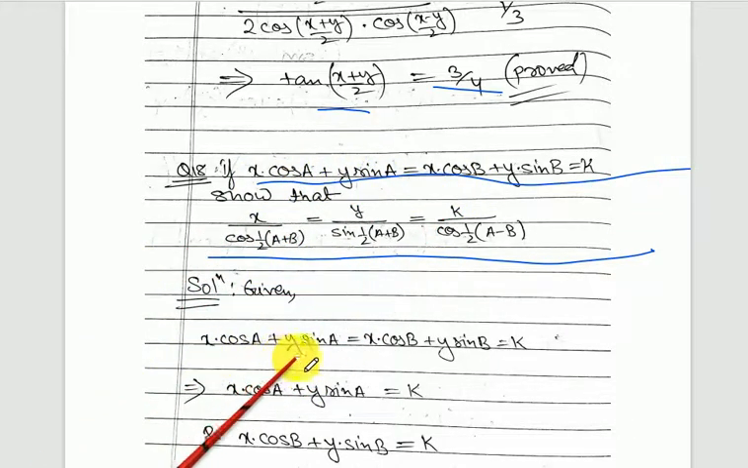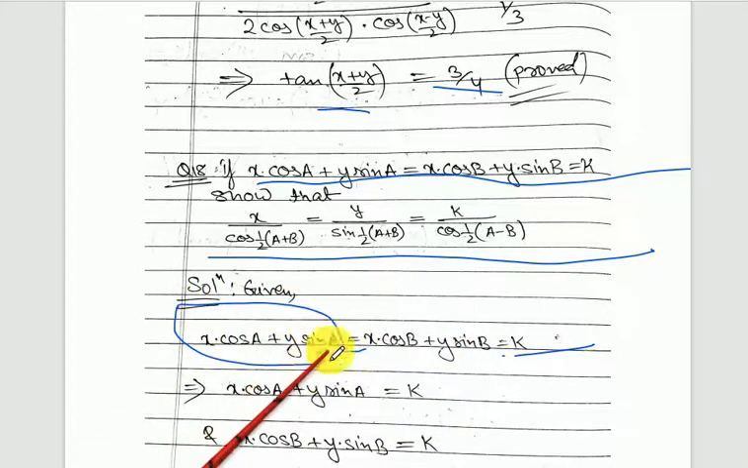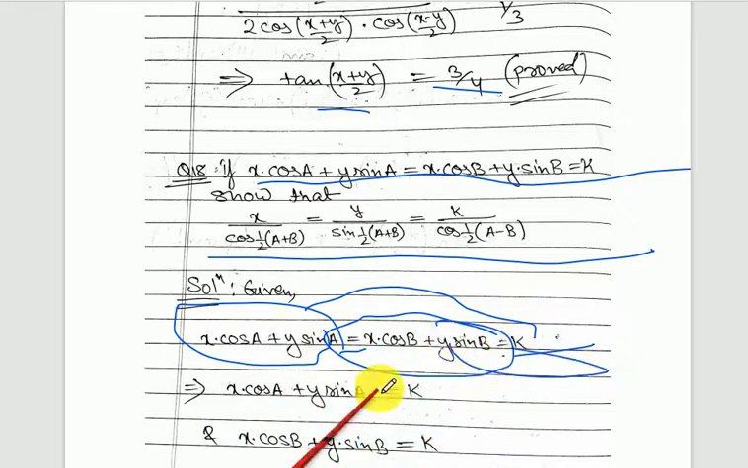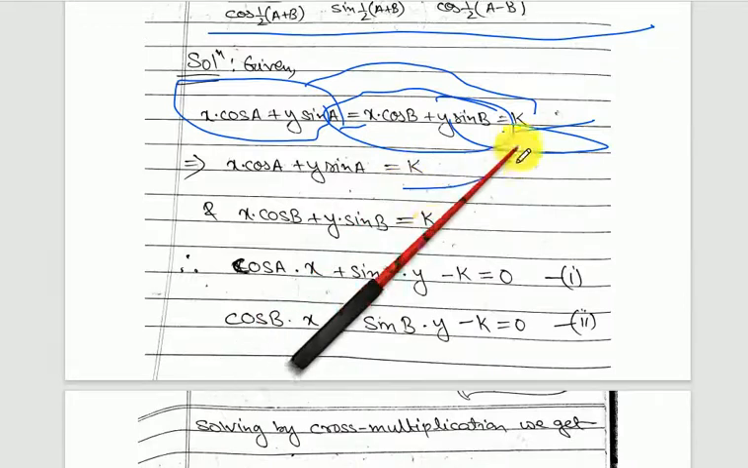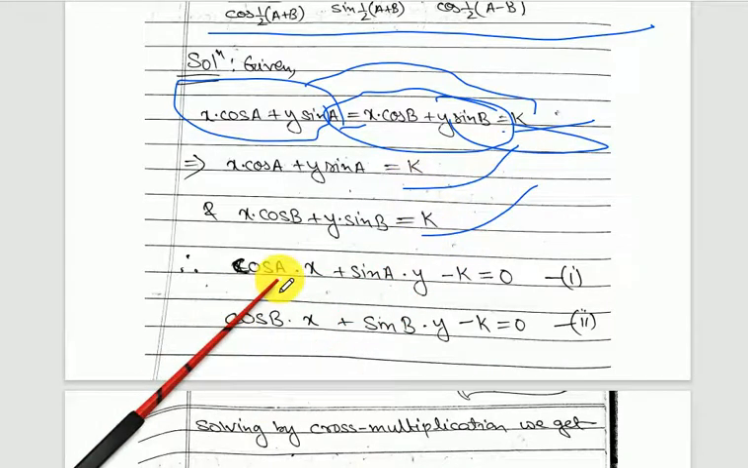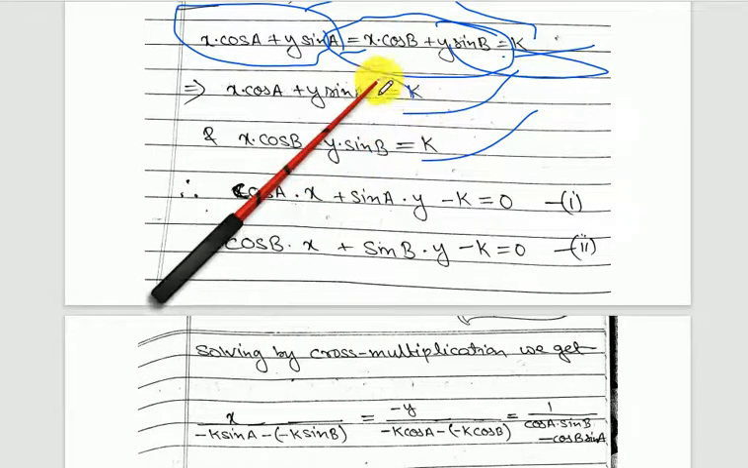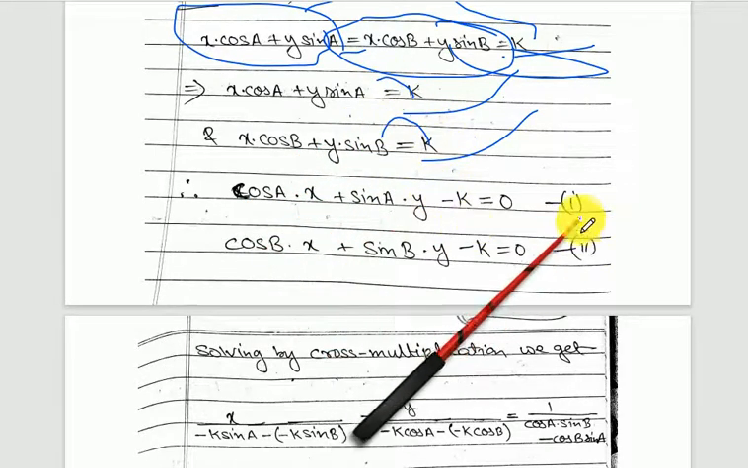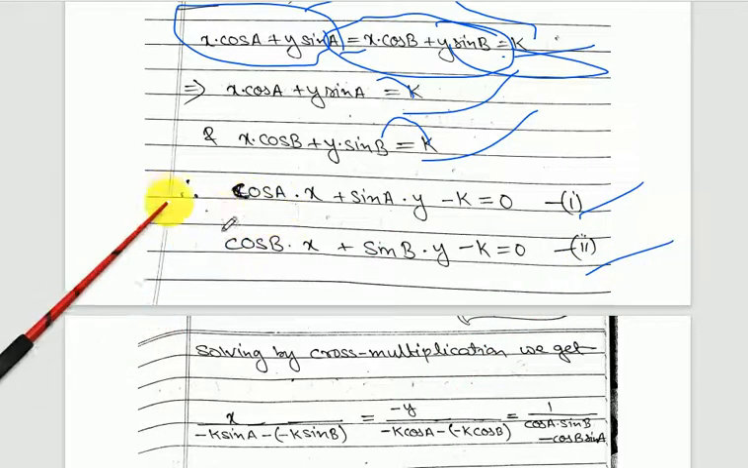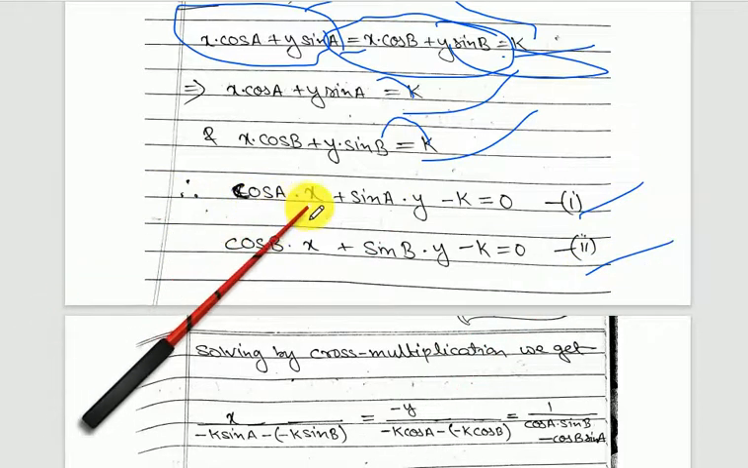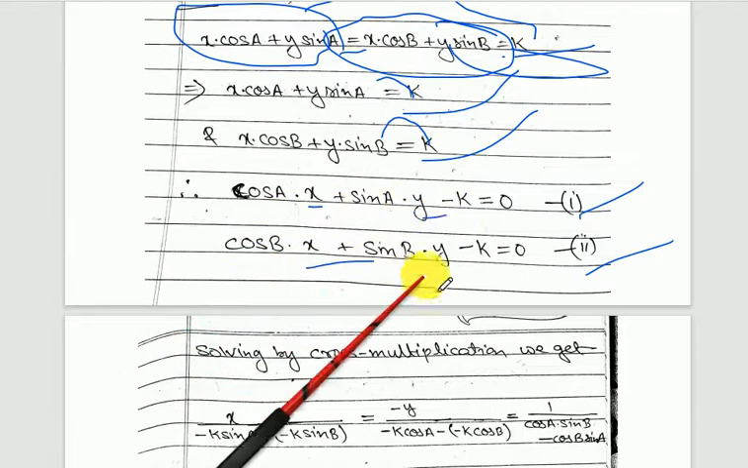So given x cos a plus y sin a equals x cos b plus y sin b equals k. Here you can see two equal to signs are there. That means this is equal to k and even this is equal to k. So that way we'll get this and this. In the next step we'll bring this k on the left, this also on the left, so we'll get two equations. You can see these are simultaneous equations in x and y.